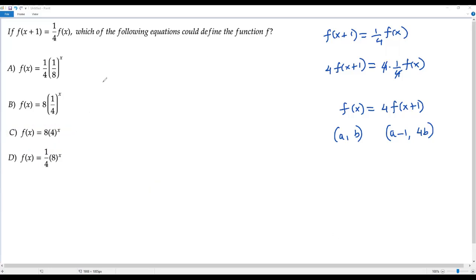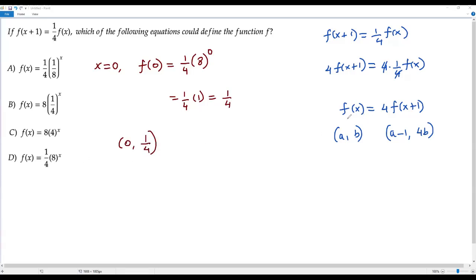To verify option D, the same thing. That is, we have to get a point on the graph of f of x in option D. For that, we can plug in x equals 0. So let's plug in x equals 0 into the given function f of x in option D. So f of 0 equals 1/4 times 8 to the 0th power. So the value of 8 to the 0th power is just 1. 1/4 times 1 is just 1/4. So we have the point (0, 1/4) on the graph of f of x in option D.